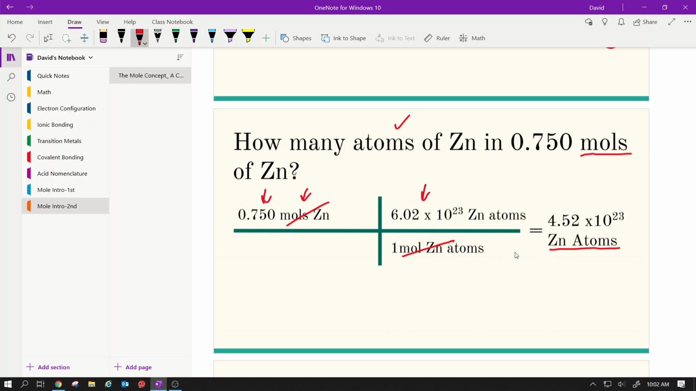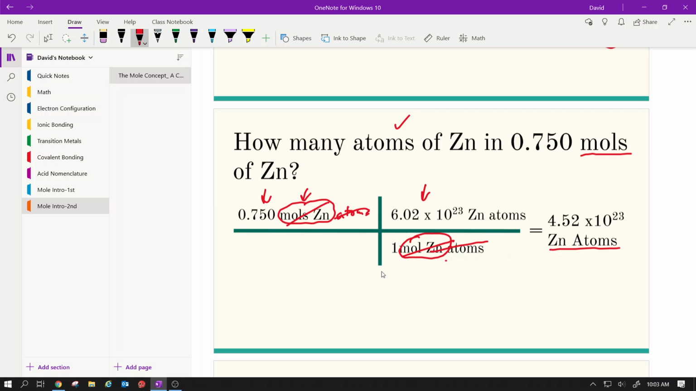Does it matter which one you mark out? Okay, so it does matter. You have to cancel out the ones that are equivalent. I had moles of zinc here and moles of zinc here. Really I could say moles of zinc atoms and moles of zinc atoms. And notice that in order for them to cancel out, they have to be on opposite sides of the fraction, in the numerator and the denominator, so they can reduce away.